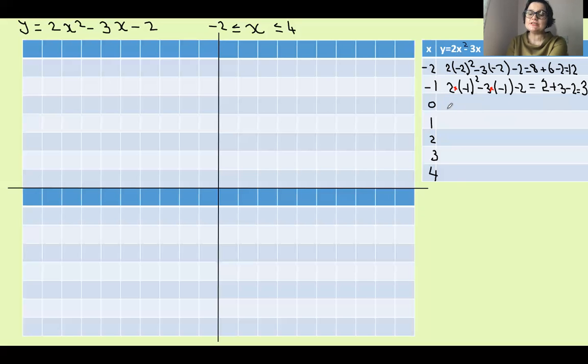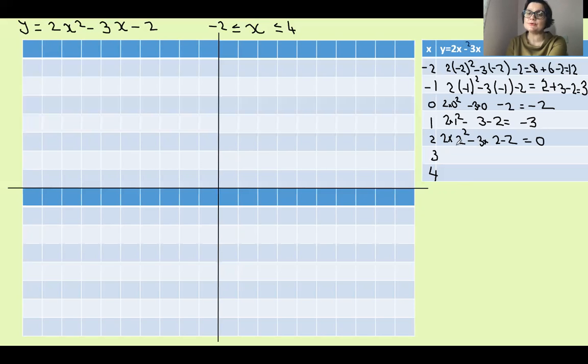For 0, the answer is going to be minus 2, because 2 times 0, x to the power of 2, 0 to the power of 2 is 0. And 0 minus 0 is 0, minus 2, minus 2. For x equals 1, you don't need the bracket in this case, so the answer is going to be 2 minus 3 minus 2. The answer is minus 3.